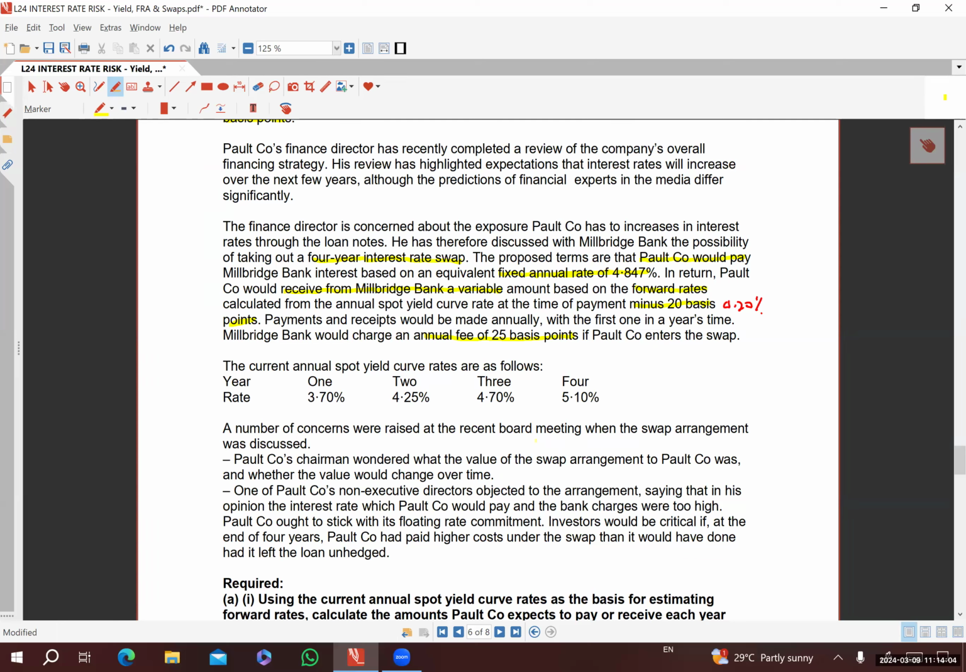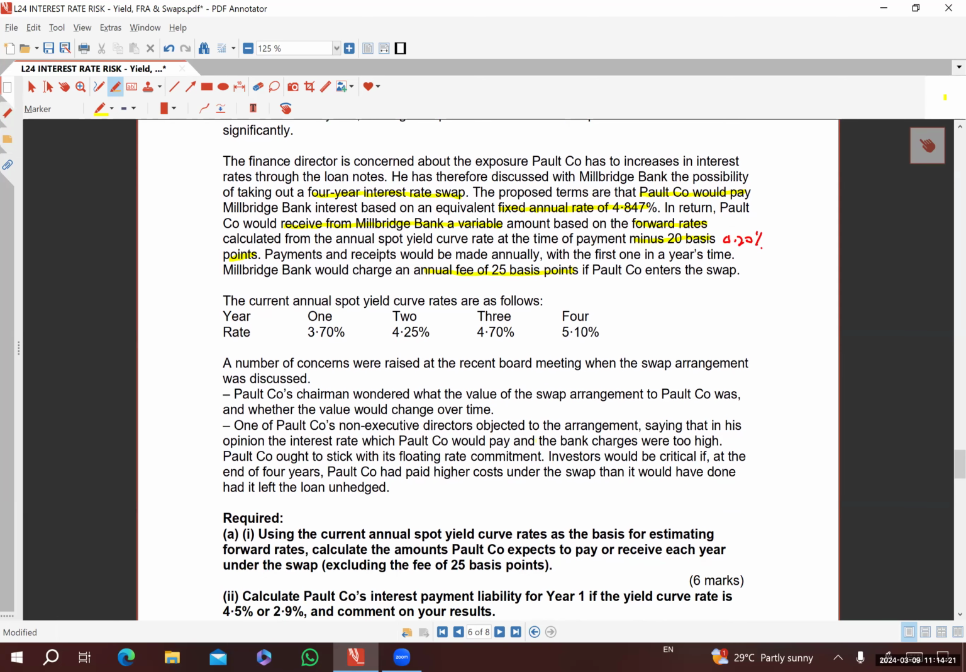Investors would be critical if at the end of 4 years the board had paid higher costs under the swap than it would have done if the loan was unhedged. So you're asked to evaluate whether this swap will be okay. A, using the current annual spot yield curve rates as the basis of estimating forward rates, calculate the amount the board expects to pay or receive each year under the swap. Exclude the bank fee first.